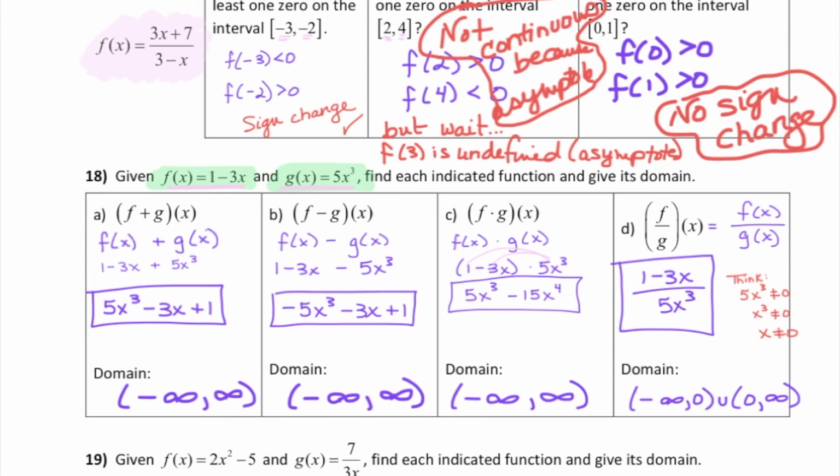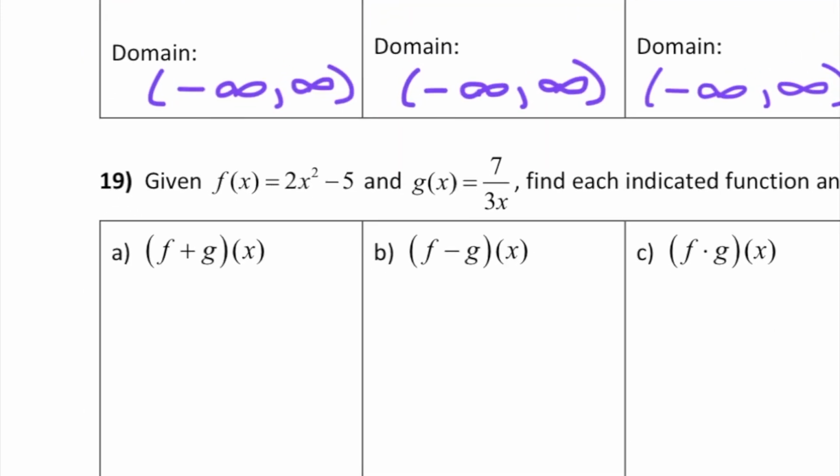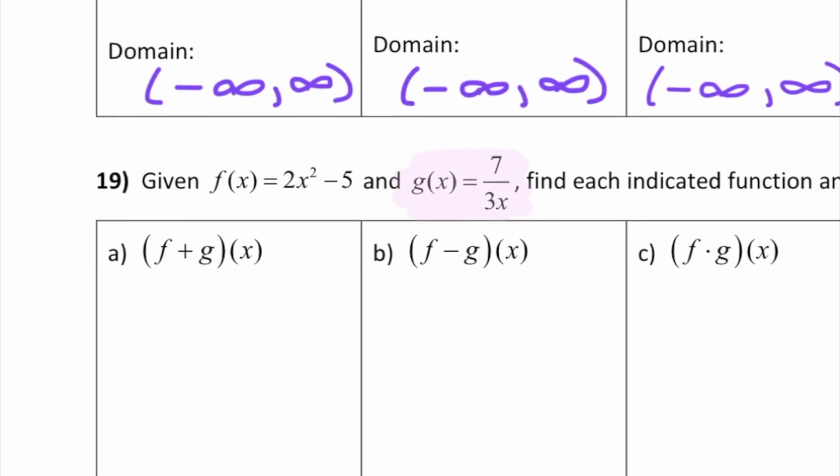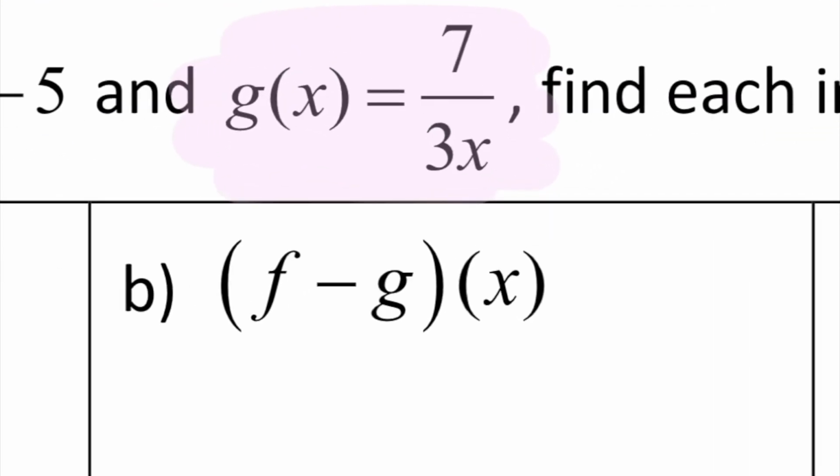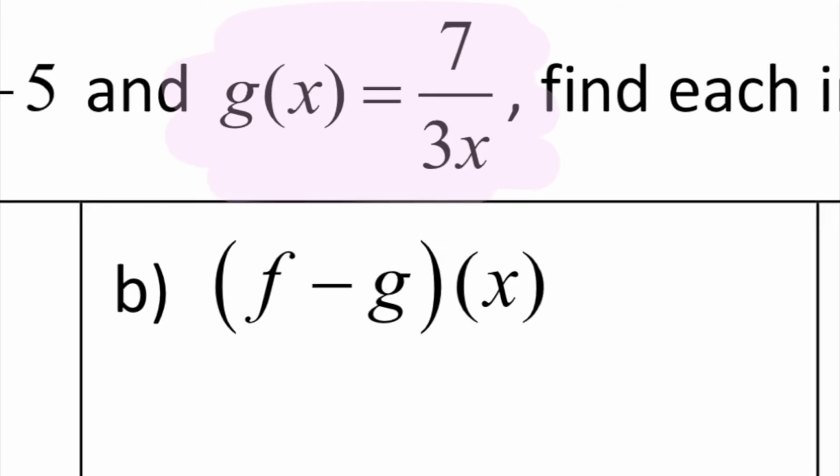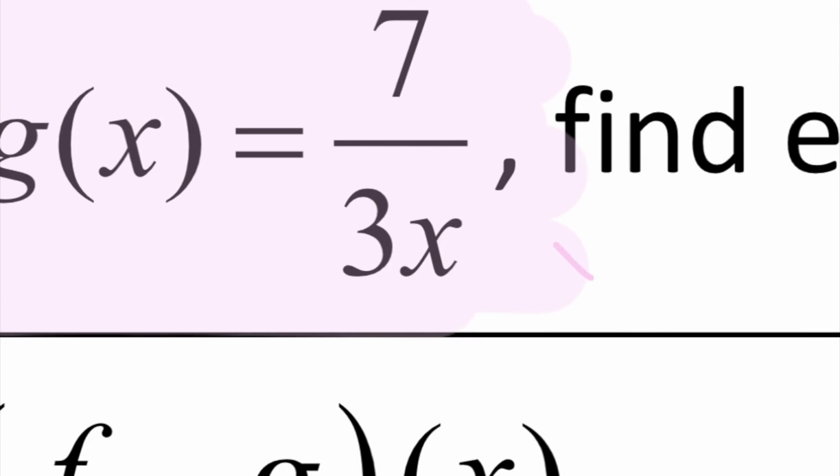Oh my word. Okay, so moving on to number 19. Number 19 is a little bit more problematic than number 18 because of the fact that the function g of x has a restriction in the domain. So for A, B, C, or D, no matter what your answer looks like, your answer cannot have 0. So x cannot be 0.